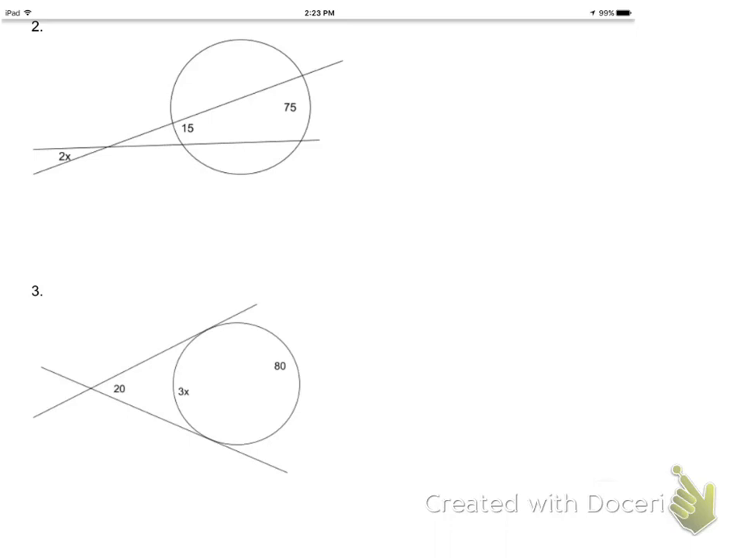Is it outside or inside? Number 2. Outside. So therefore you are going to subtract. What about 3? Subtract as well. They cross on the outside. Try number 2. If you get done with 2 before we start 3, please start that one.